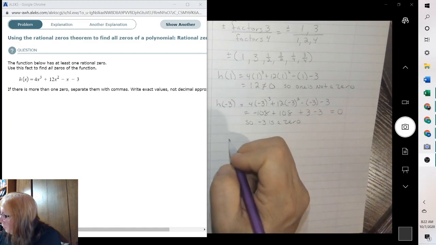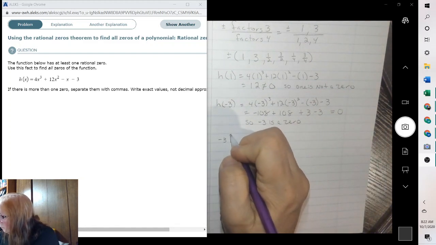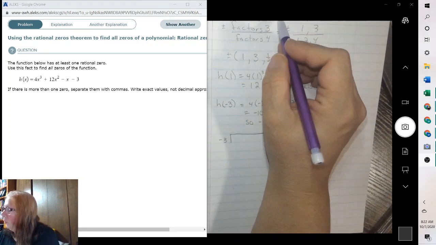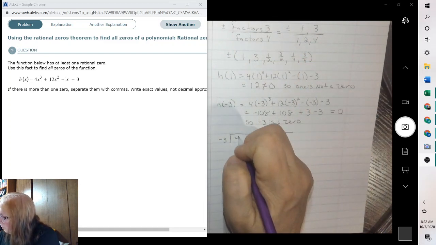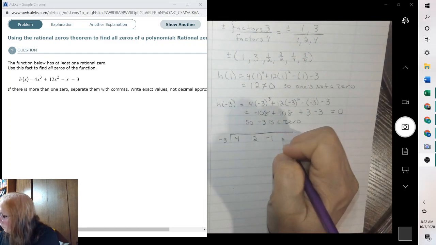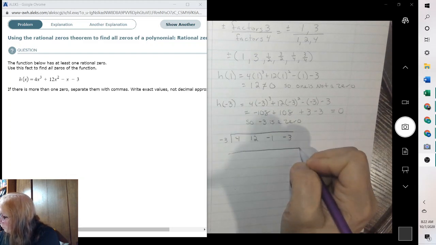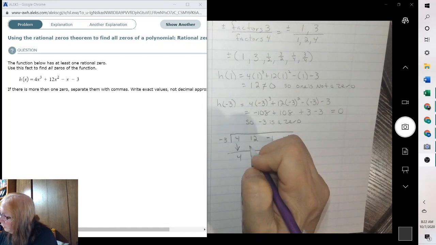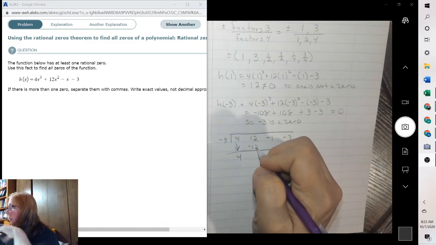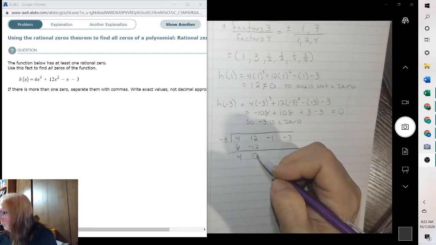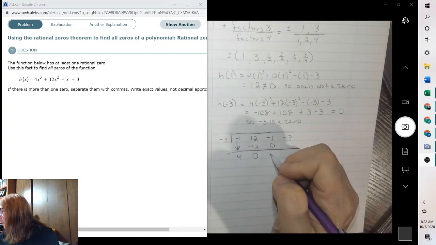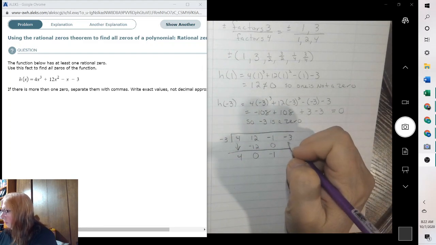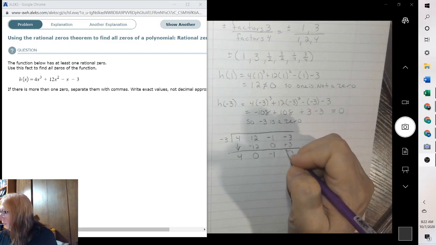Once you find that, you can divide it. Remember, you take the numbers from here, 4, 12, negative 1, negative 3. And you bring down the 4. Negative 3 times 4 is a negative 12. Adding down, we get 0. Negative 3 times 0 is 0. Adding down, we get a negative 1. Negative 3 times a negative 1 is positive 3. Adding down, we get a remainder of 0.